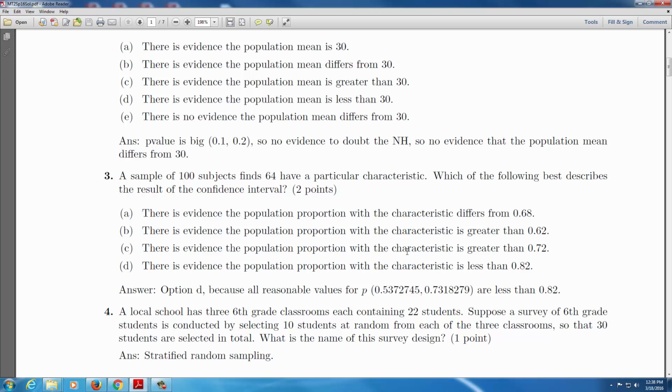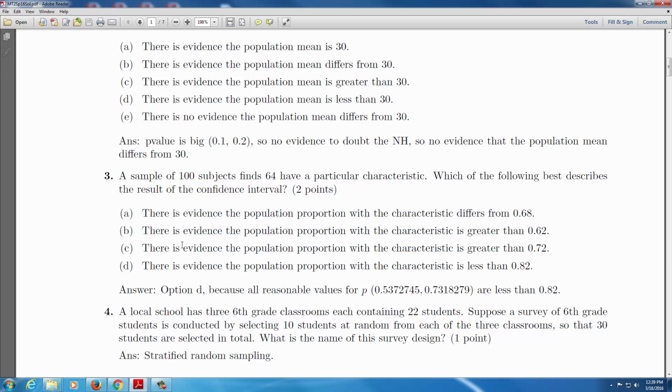In C, we would say that there's evidence that the proportion is greater than 0.72 if the entire interval was bigger than 0.72, and we don't have that. So C is not correct either. In D, there is evidence that the proportion is less than 0.82, and since all the values in this confidence interval range for the population proportion are below 0.82, we know that's a correct statement. 3D is the correct answer.